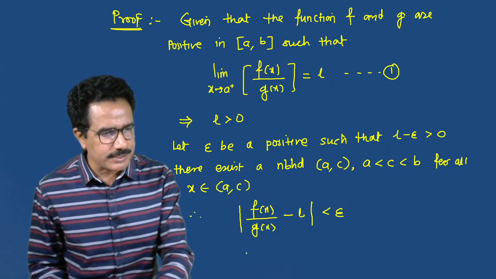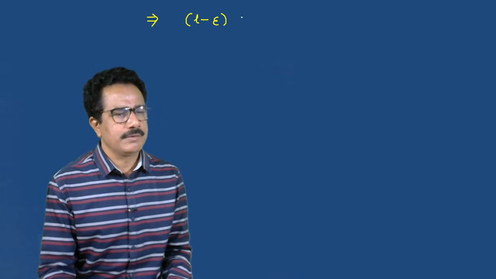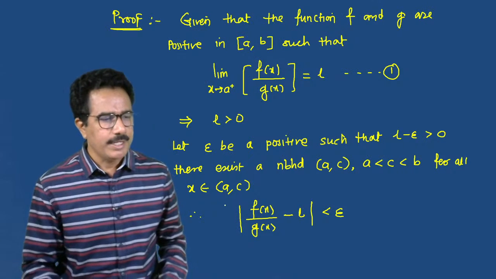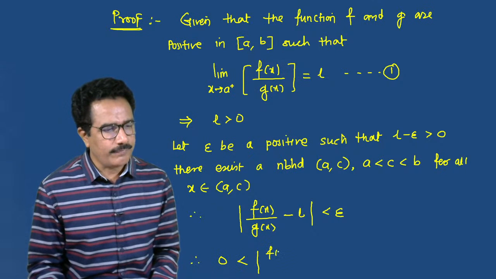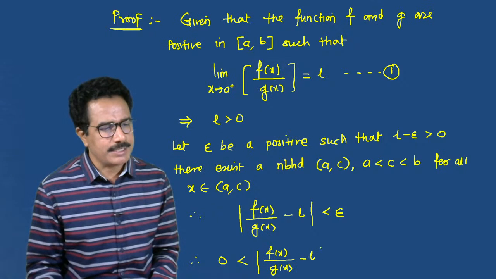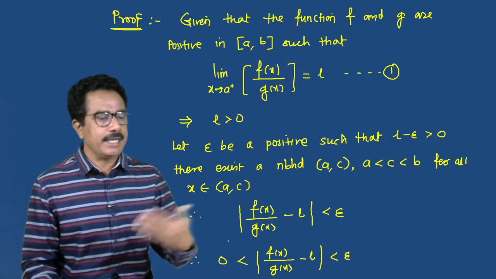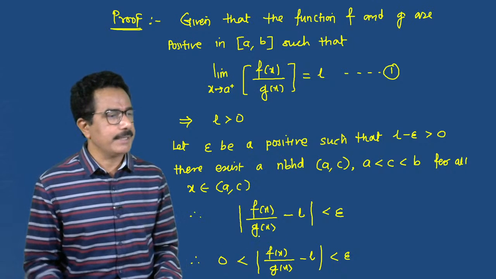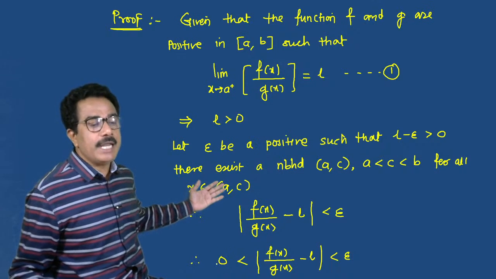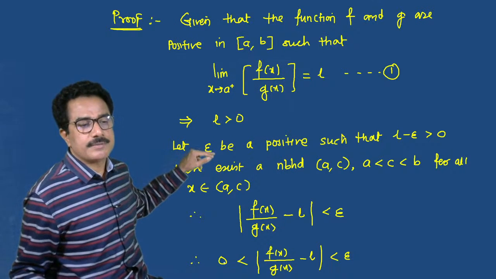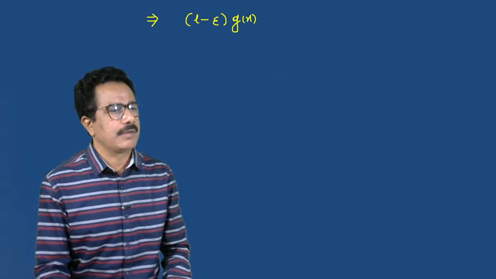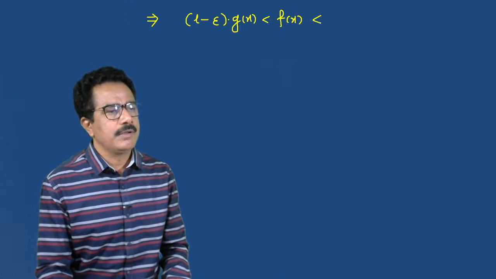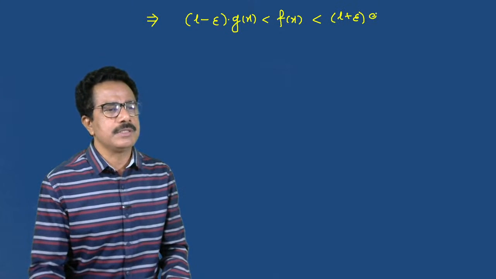So this can be written, let us write this in comparison form. This implies that L minus epsilon is less than f of x divided by g of x, which is less than L plus epsilon. Take L to the right side, take L to the left side. If we take this L on the left side, we get L minus epsilon into g of x, which is less than f of x, which is less than L plus epsilon into g of x.